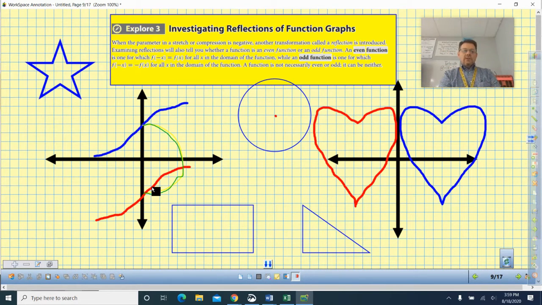So while this blue curve here can be odd, it can only be odd if you put the center of it on the origin, okay? The center of it has to go on the origin for that to work right.